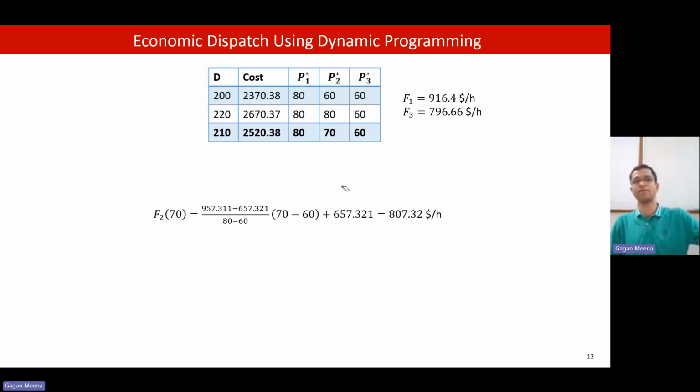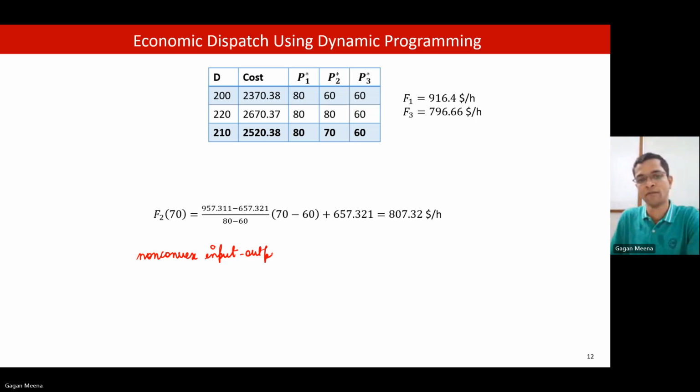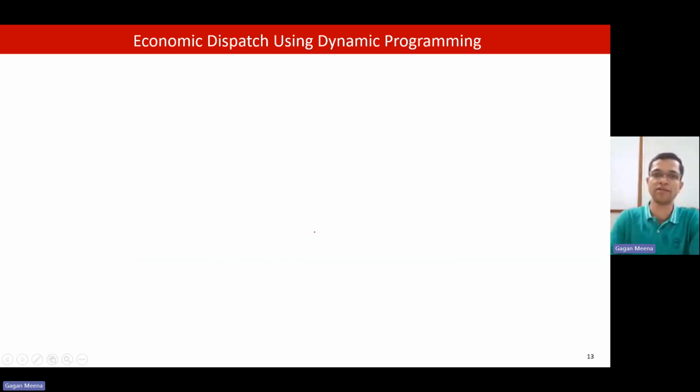This was the economic dispatch using dynamic programming through an example, which was with non-convex input output characteristics.